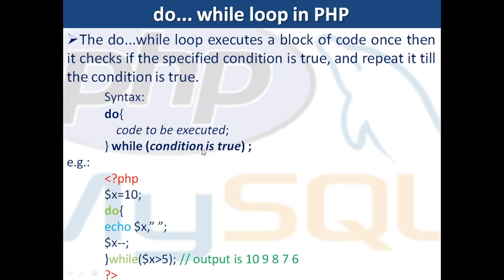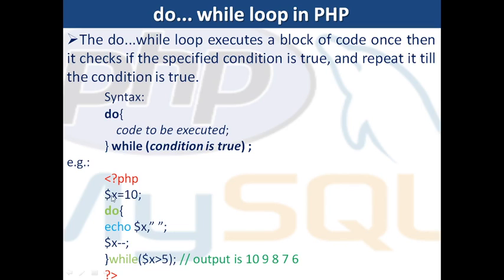The difference between the while loop and the do while loop is that in the while loop, conditions are checked before execution of a statement, but in the do while loop, conditions are checked after execution of the statement. So in a do while loop, even if the conditions are not met, the code will be executed one time. So here: $x = 10; do echo $x--; while $x is greater than 5.